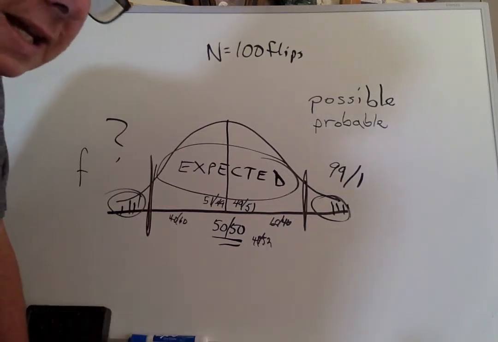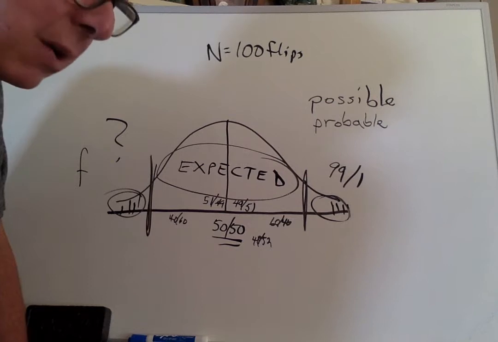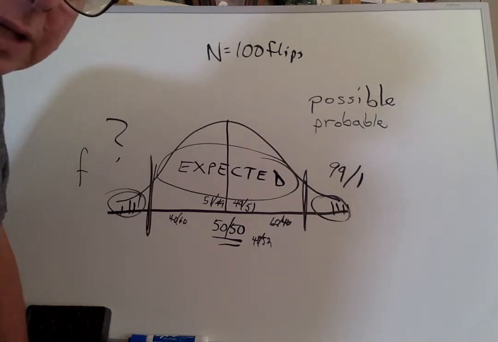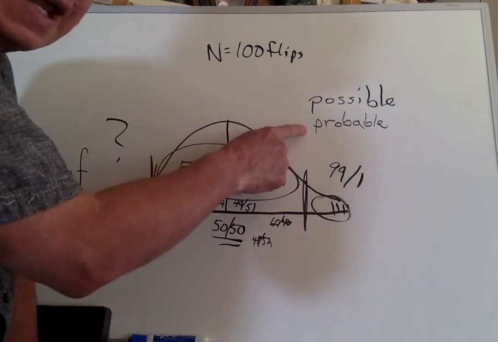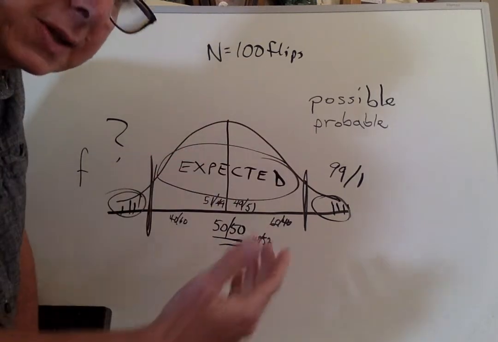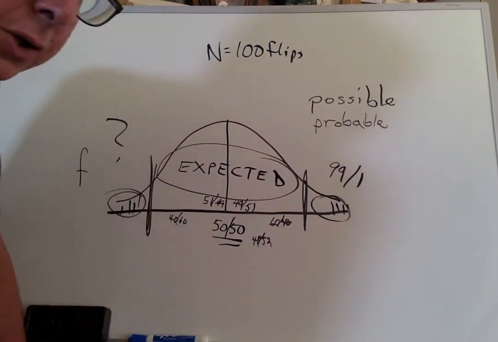Okay? The meteor may hit my house, but I'm not too worried about it because the probability of that happening is very, very, very low. Is it possible? Yes, it is, for sure.